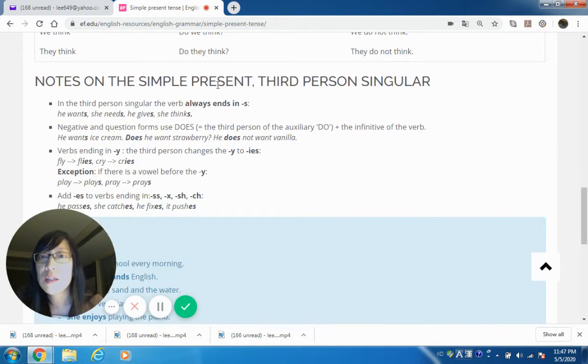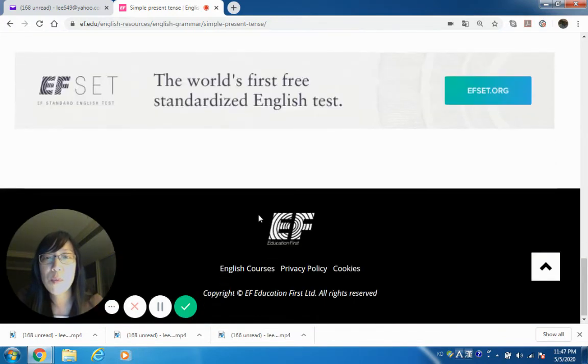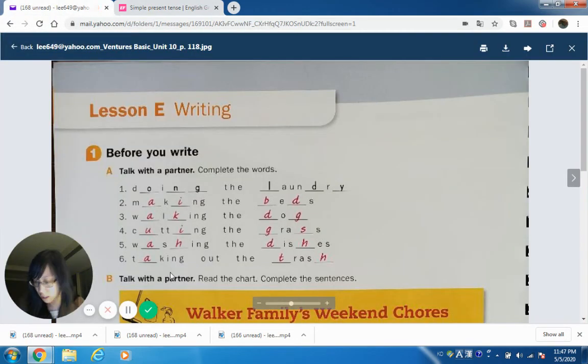Now, notes on the simple present, third person singular. We already covered it before, so please review those and study. It's going to make English much easier because that's very, very basic.